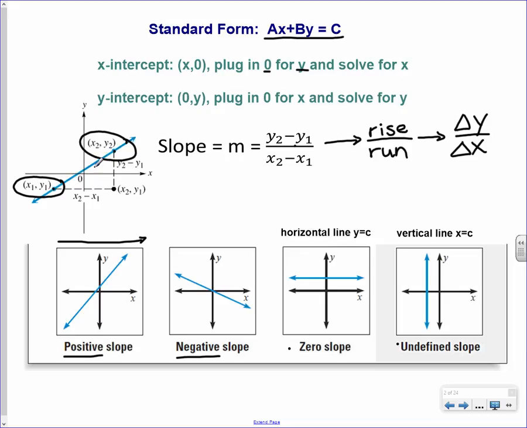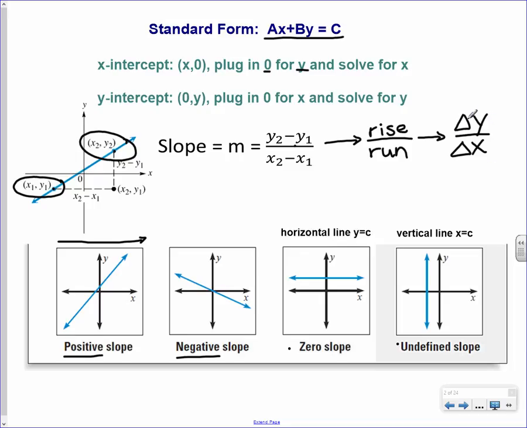Then to find the slope, using those 2 points, what we do is we take the y's and subtract them, and then we take the x's and subtract them. This is also sometimes called the rise over the run. So we're looking at how quickly the line is rising over how quickly it's running, going from left to right. This is up and down, left and right. It also can be called the change in y over the change in x.